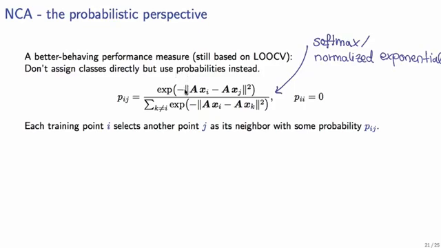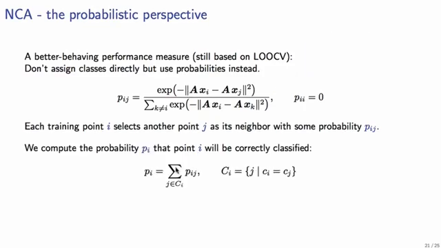It also leads to higher probability for points that are close, according to the current distance measure A, and lower probability for points that are very far away. The probability that we correctly classify point i is then given by the sum over these neighborhood probabilities if we just choose the neighbors that have the same class as our point i.